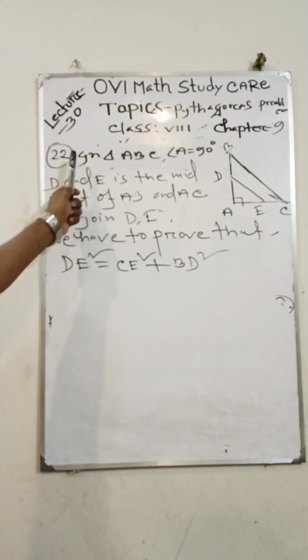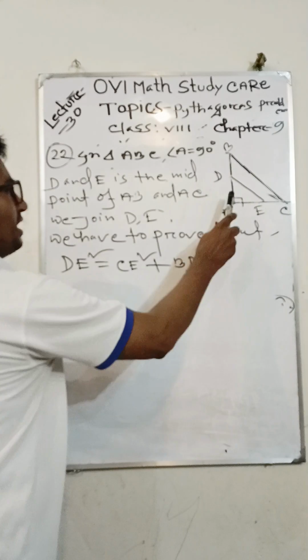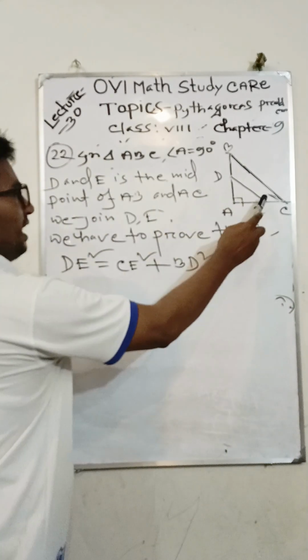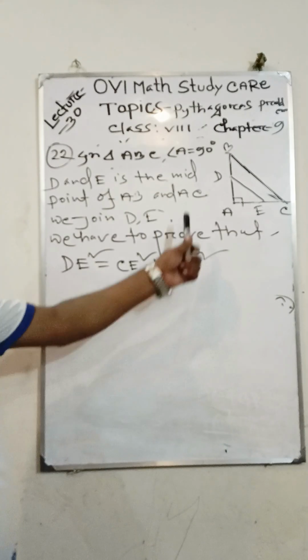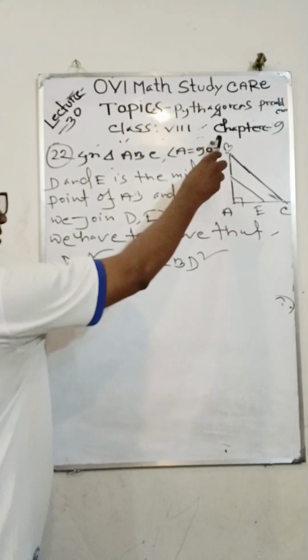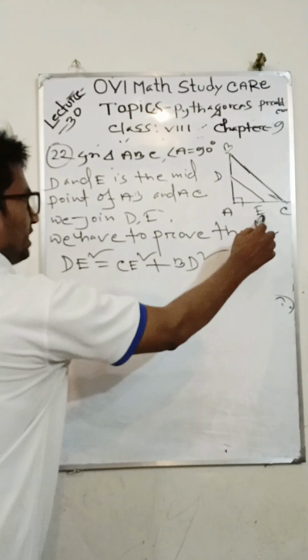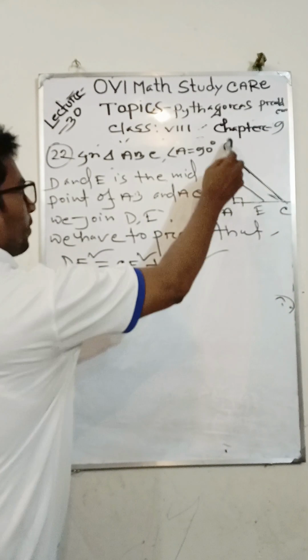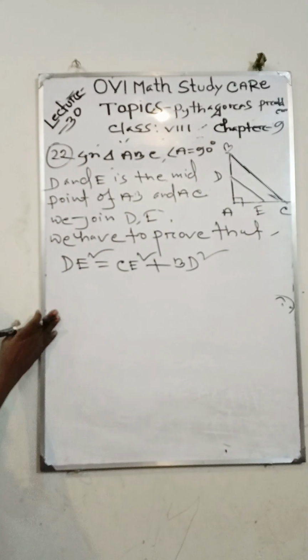Dear students, the problem will be: in triangle ABC, A is a right angle. D and E are the midpoints of AB and AC respectively. We have to prove that DE square equal to CE square plus BD square. How can we prove this? Dear students, proof.